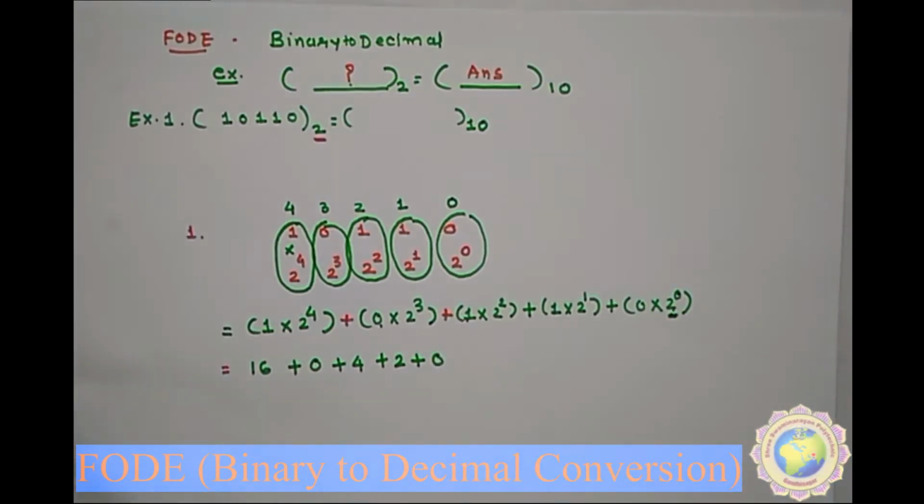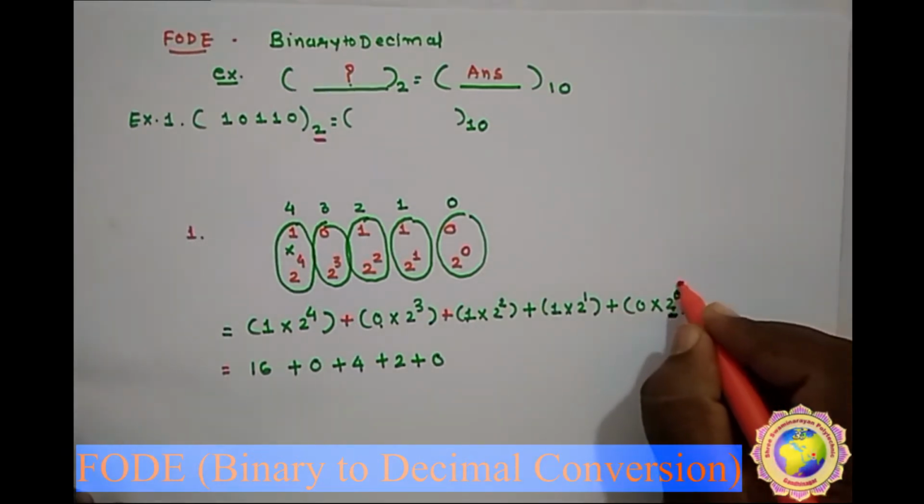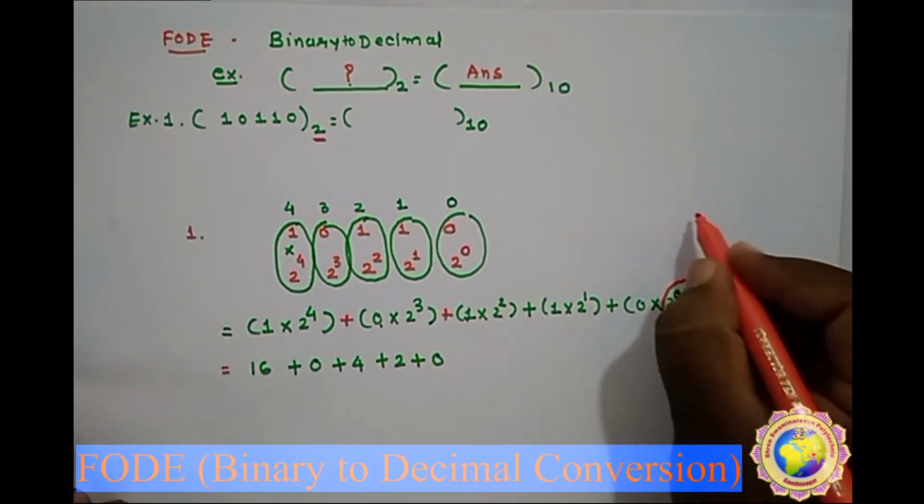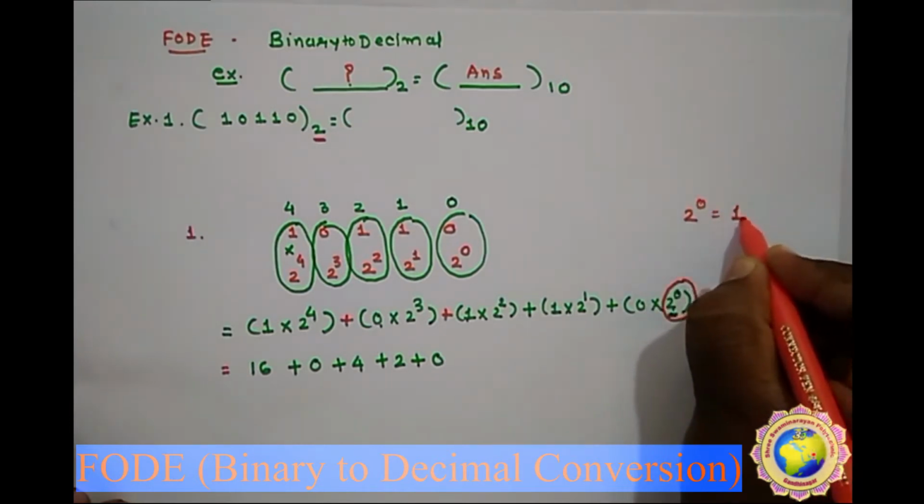Okay, now see here. Here you have 2 raised to 0. The meaning of 2 raised to 0 is equal to 1.